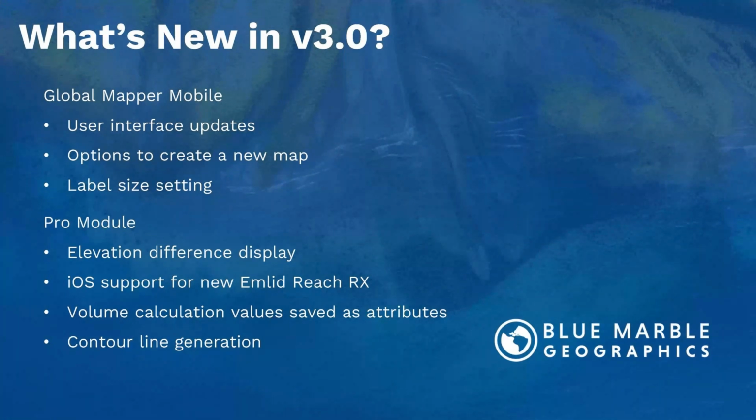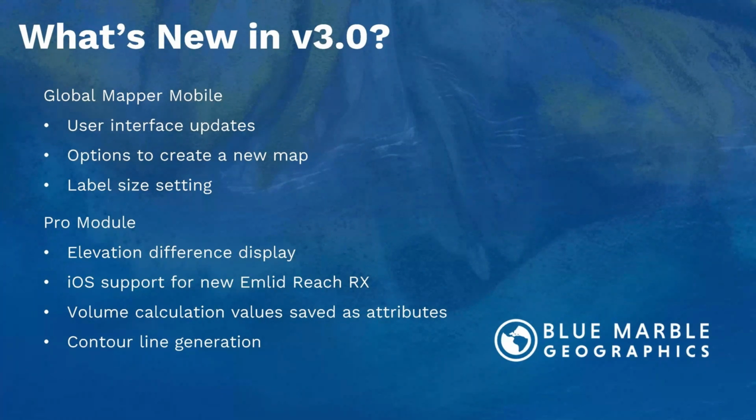Elevation difference display: there's an option in configuration to turn on display of the elevation difference between your current GPS elevation reading and some loaded terrain data. We've also added iOS support for MLID, specifically the MLID Reach RX is what was tested, but now you can connect to MLID devices through Bluetooth.